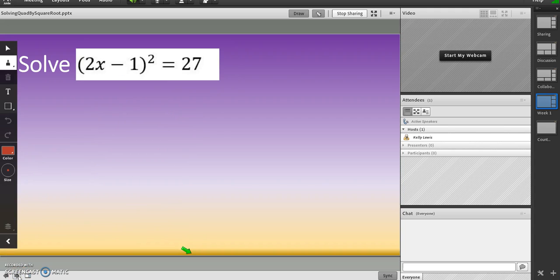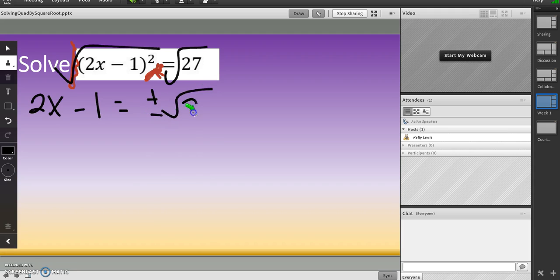All right, here, there's parentheses, and there's nothing over here being added or subtracted, or nothing in front that we'd maybe have to multiply or divide. So let's take the square root. Oh my goodness, sorry guys. All right, so 2x minus 1 equals plus minus the square root of 27.